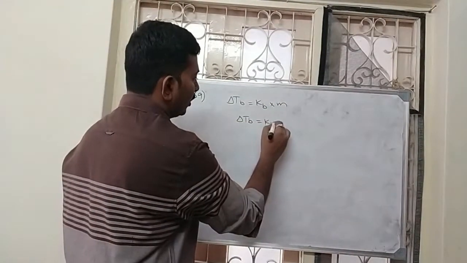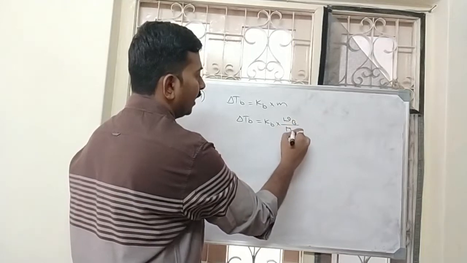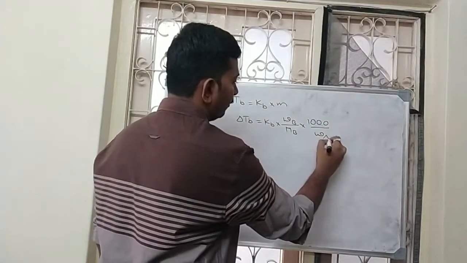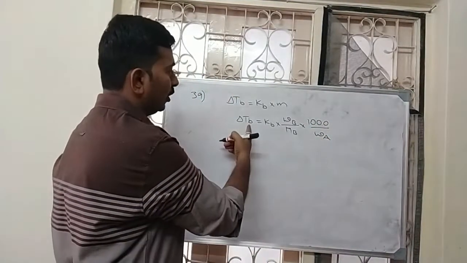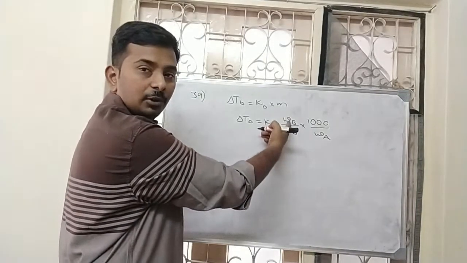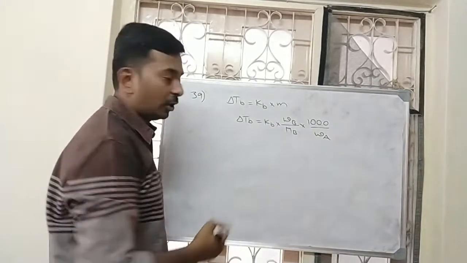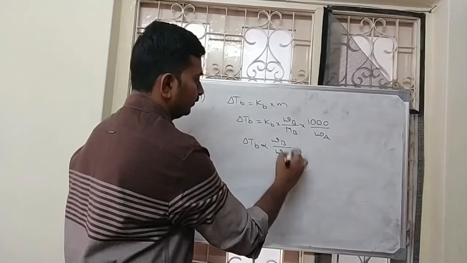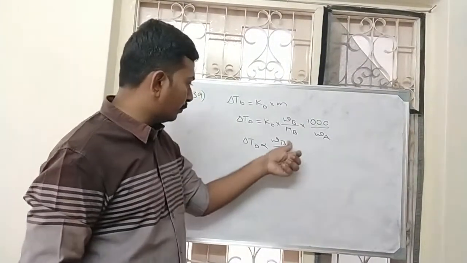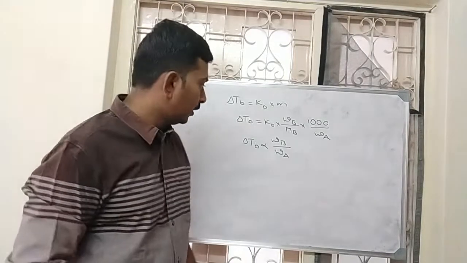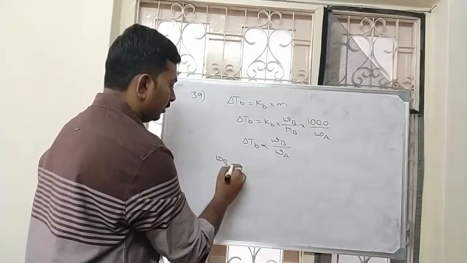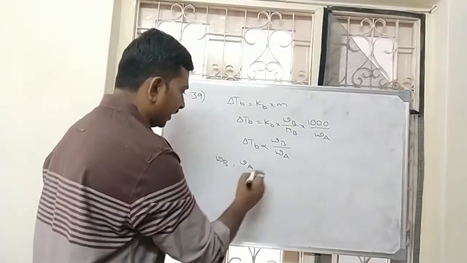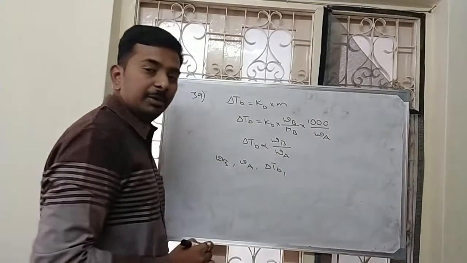So delta TB is equal to Kb into mass of solute by molar mass of solute into 1000 by mass of solvent. That means elevation in boiling point is directly proportional to the mass of solute and inversely proportional to the mass of solvent. Directly proportional to WB by WA. So let the initial mass be WB of the solute and initial mass of the solvent be WA. So in this case, elevation boiling point, let it be delta TB1.